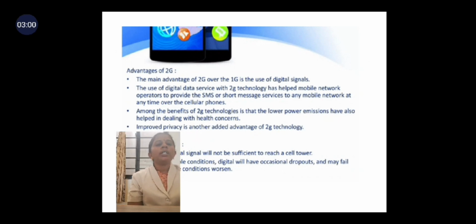The main advantages of 2G are that we can use digital signals, so we have the facility to send short message services, which are applicable only in second generation. It also has low power emissions, so it deals with health concerns as well. Improved privacy is another advantage of 2G technologies. The disadvantages are that the signal will not be sufficient to reach the cell tower, and if any signal is dropped, the total network will fail in that condition.